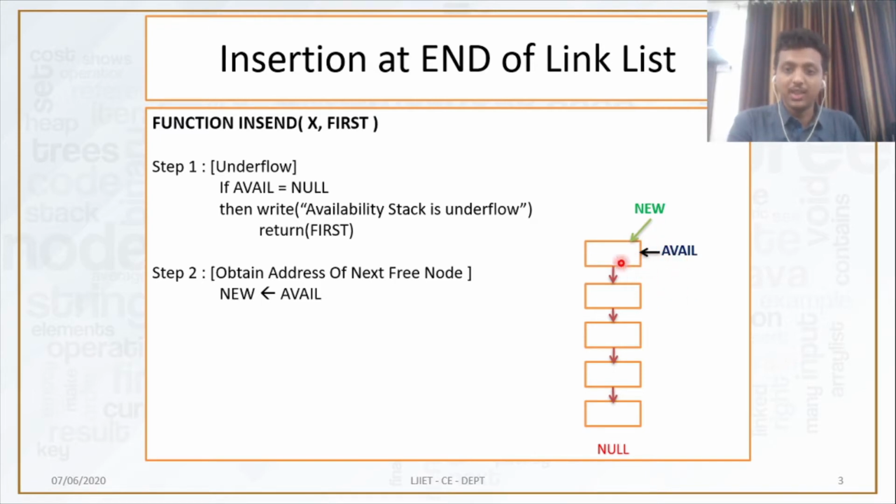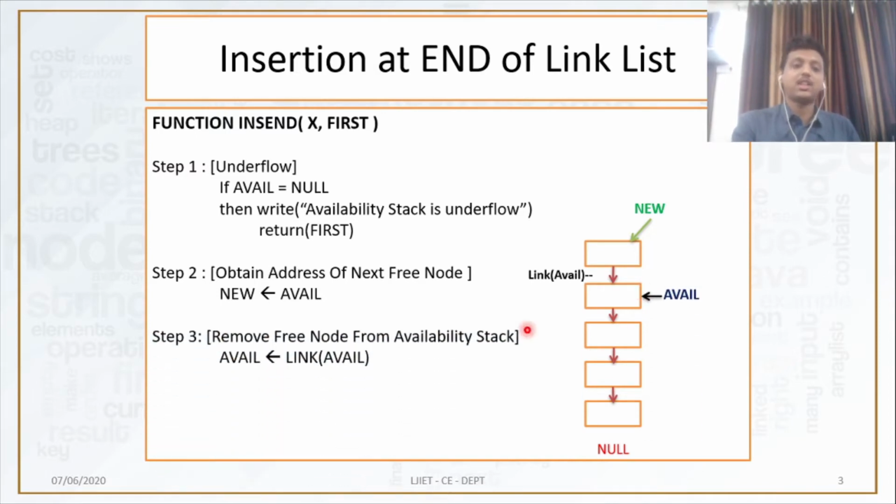If this is avail, then what is the name of this node? The name of this node is link of avail. Got it? So now avail pointer points to link of avail. The step is remove new node from the list, so that is avail arrow link of avail.